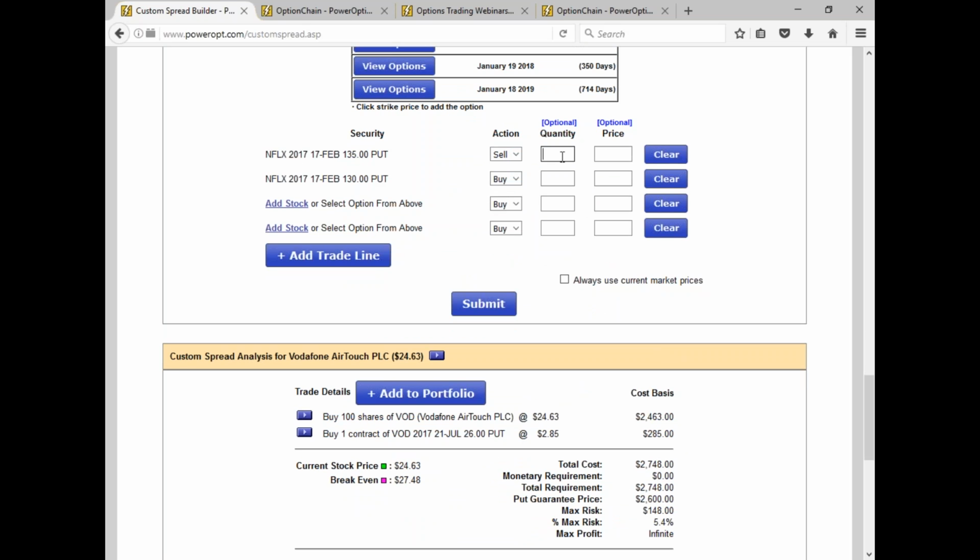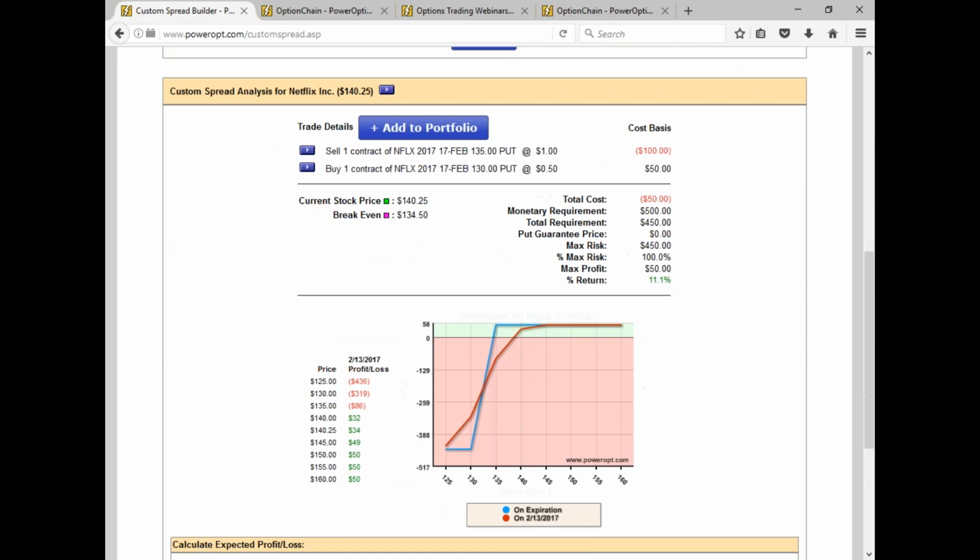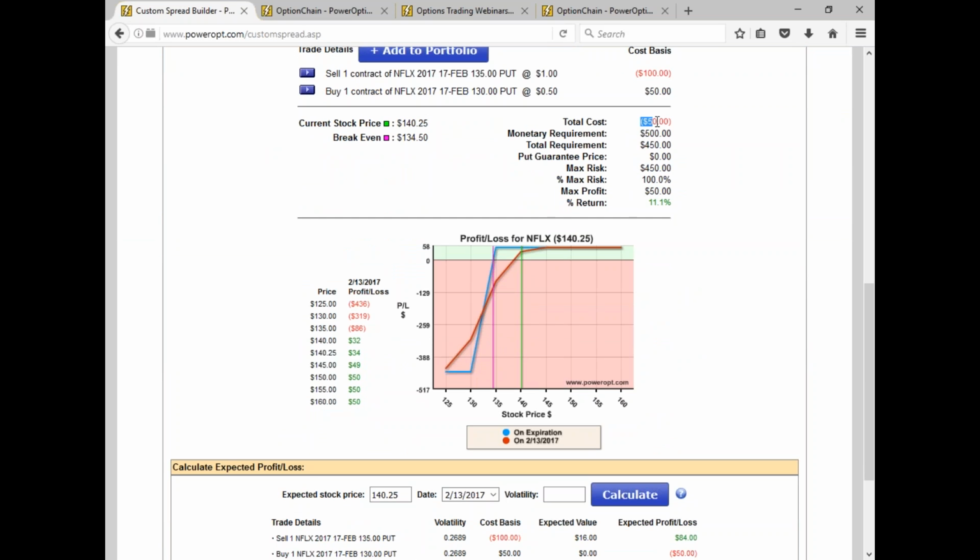So let's sell to open the 1 here for $1. And let's say we got a bad price on this and it was at 50. I know those aren't the real prices. We're just going to keep the math simple for our simulated example. So here you get your 50-cent net credit, which comes out to an 11.1% return. Your monetary risk is $450. If the stock fell below 130, you'd have to cover the 5-point difference in strike prices, but we keep the credit regardless.